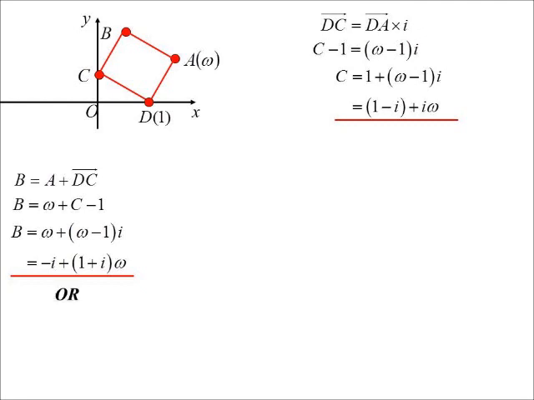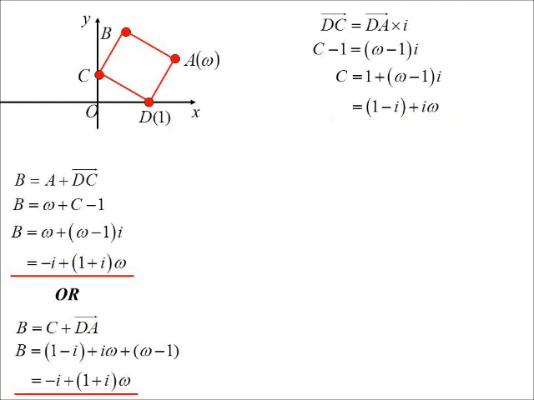Another way I could have done it is I said, oh look, I'm going to start at the point C, add on the vector DA. I'd end up at the point B. Let's just show it does come up with the same thing. So C, that's 1 minus i plus i omega. DA was omega minus 1. Play around with that. Yeah, we come up with the same thing. There's another way I could have done it.